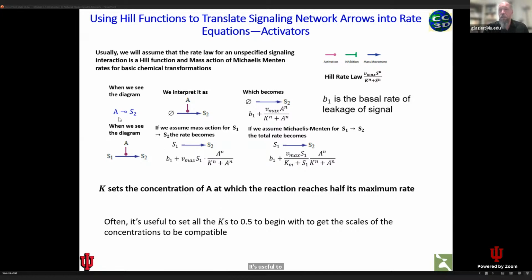You'll see in the biological literature, A promotes S, and you'll interpret that as A goes to S with a rate. There's often, in this case, what's called a basal rate, a leakage rate, B1, plus B max A to the N over K to the N plus A to the N. Increasing Hill function, just like that.